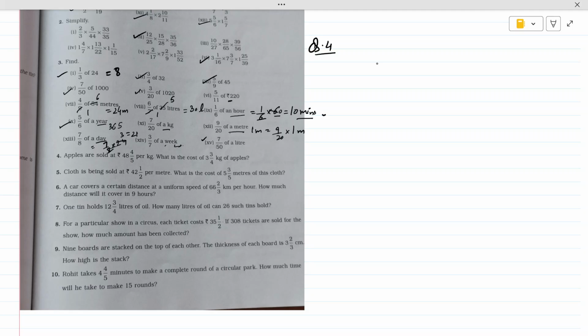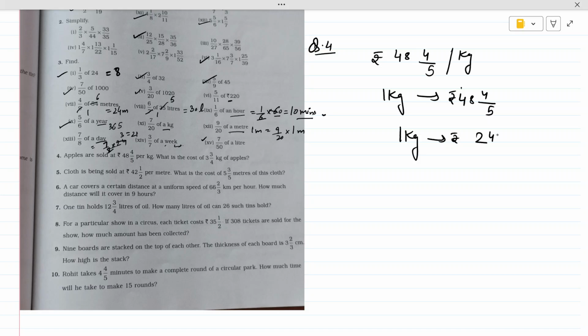It says apples are sold at rupees 48 4 by 5 per kg. That means the cost of 1 kg of apple is this per kg. Now, what is the cost of 3 into 3 by 4 kg of apples? 1 kg cost is given to us as 48 4 by 5 rupees. We have to multiply 48 into 5, which is 240 plus 4, 244. This is the cost of 1 kg of apples.